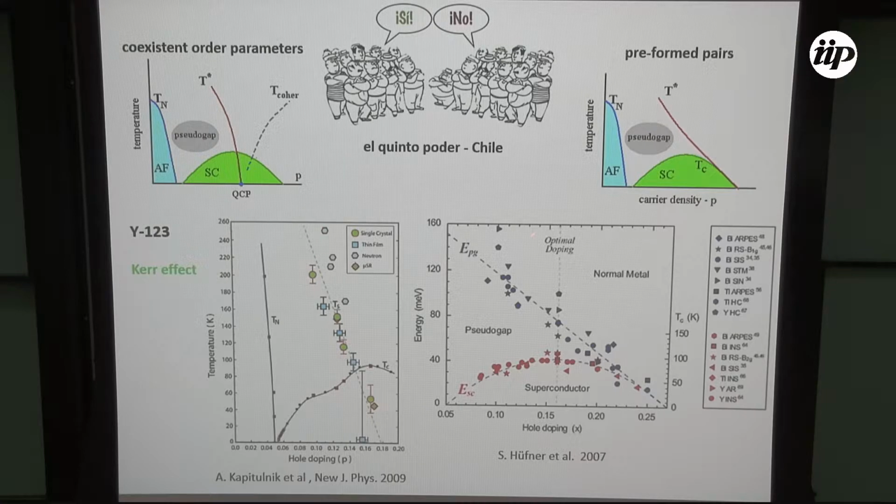And another scenario, which was not very much discussed in the previous presentation, is the one that proposes that the pseudogap is indeed a kind of phase formed by preformed pairs, preformed Cooper pairs, which form above the critical temperature, but it is a kind of non-equilibrium superconductivity, and the long-range coherence would be attained only in the superconducting phase. This is another line of thinking, and there are experimental results supporting both of the scenarios.